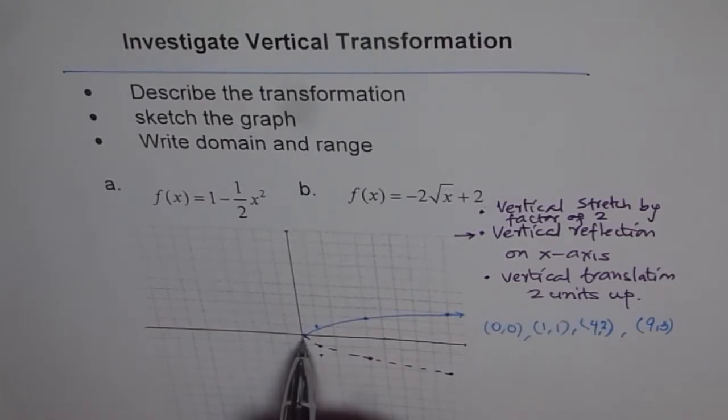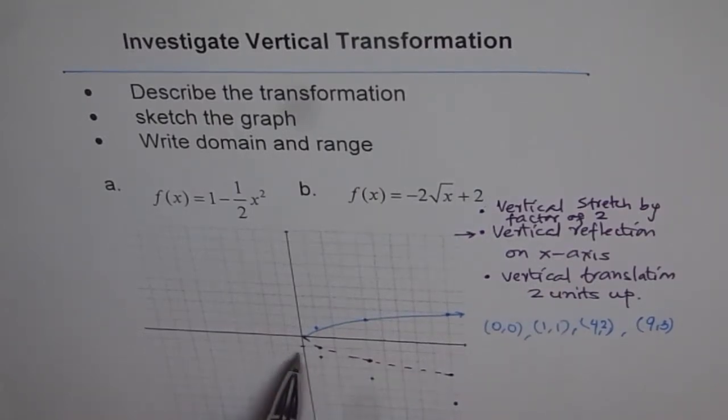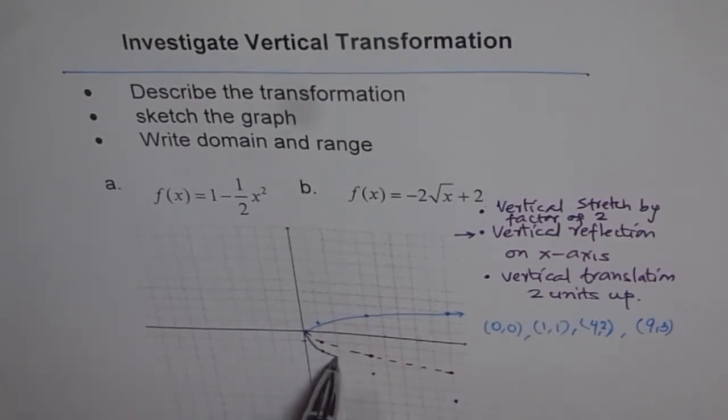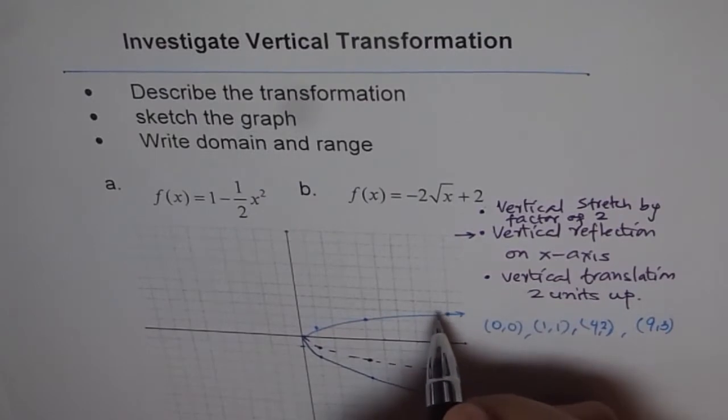0 remains there at 0 itself, right? 0 times anything is 0. Now this is minus 2. Minus 2 times 2 is minus 4. And here we have minus 3. Minus 3 times 2 is minus 6. So we get this point. So we get a graph which will be like this. Now we have square root x here.